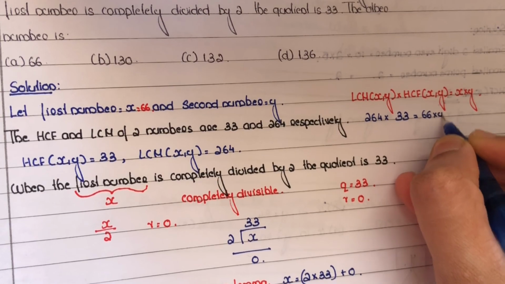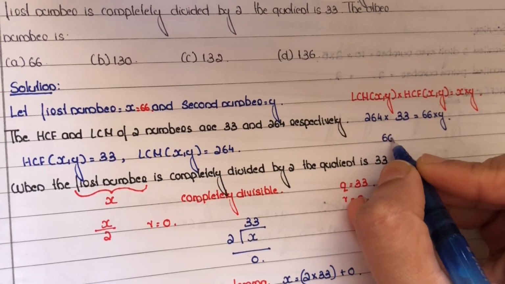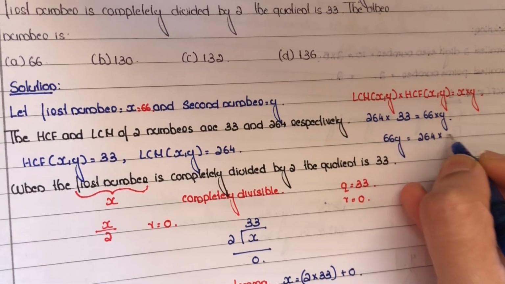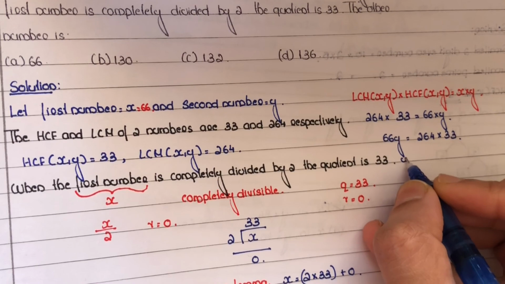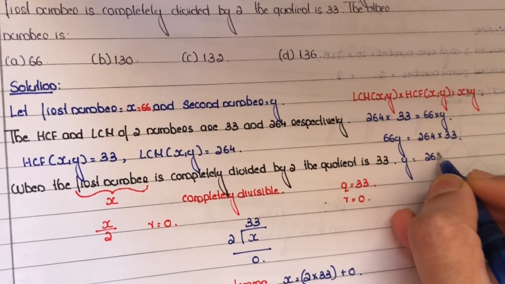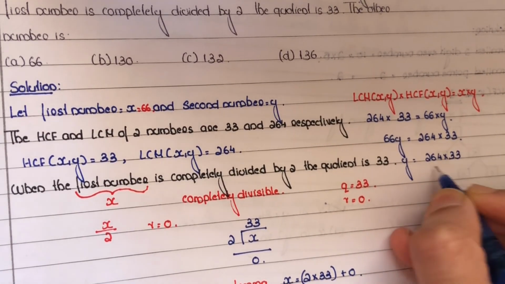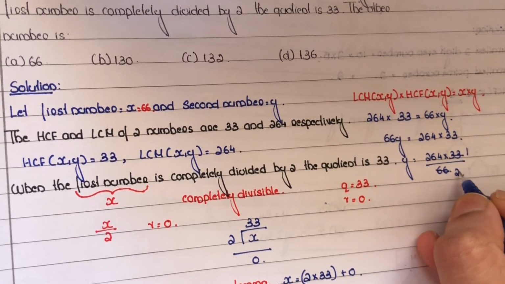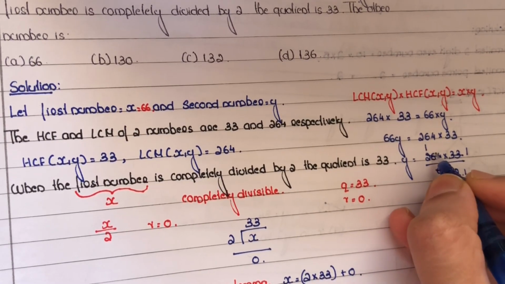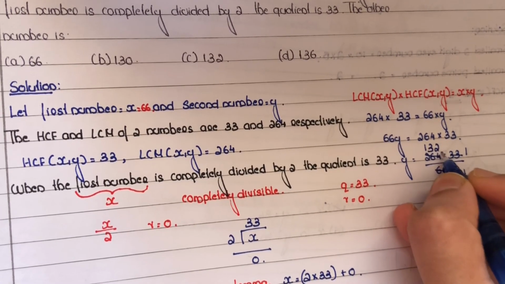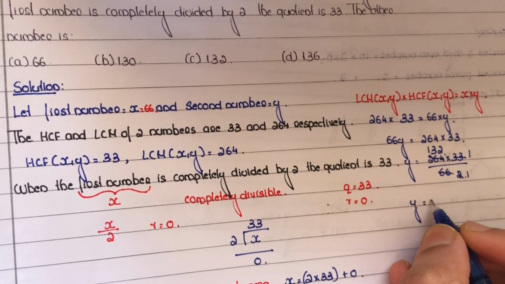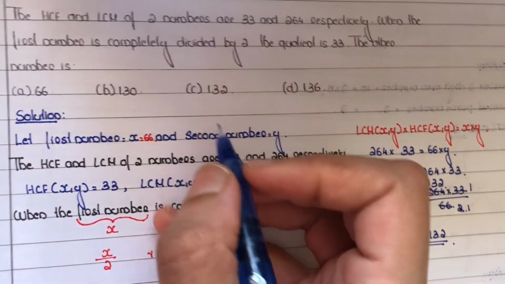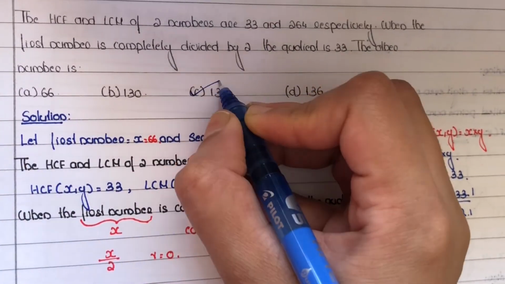So 66 times y, that is 66y, equals 264 × 33. Now y is equal to 264 × 33 divided by 66. 66 goes into 264 four times... 6, 3, 2. So the value of y is 132. So the other number is 132, option C.